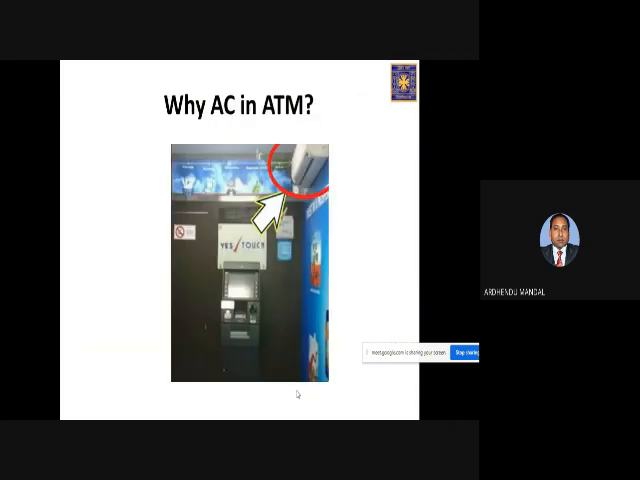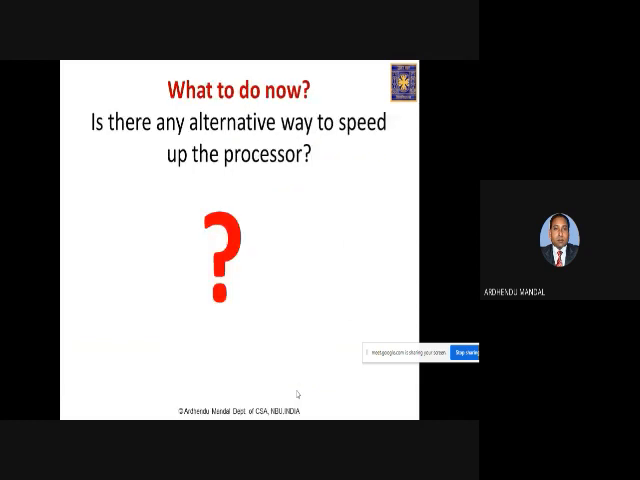From there you can understand why there is an AC in the ATM. It's not to give you comfort, but for the computer installed in the ATM machine, so that it can run for a long time without stopping. Now, what to do? Is there an alternative way to speed up the processor?